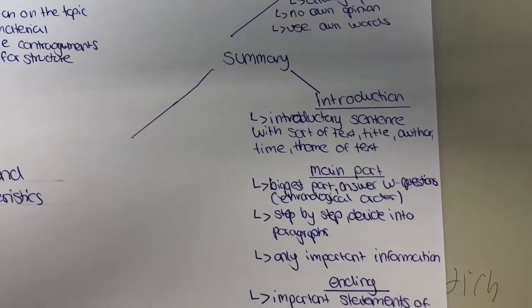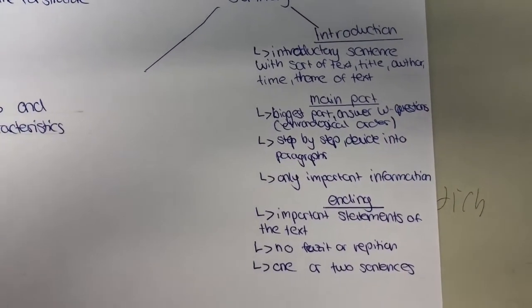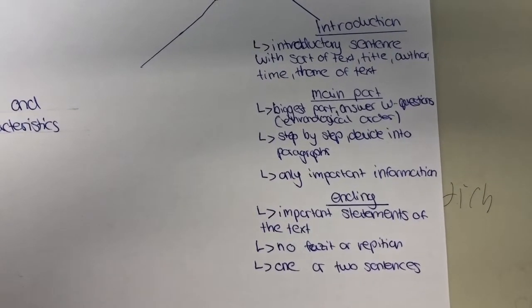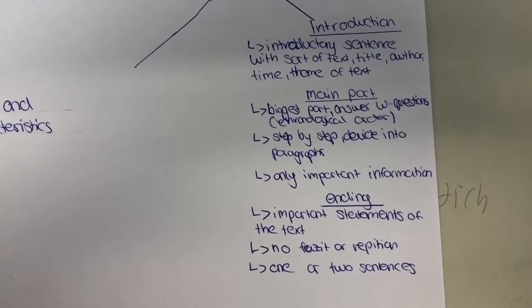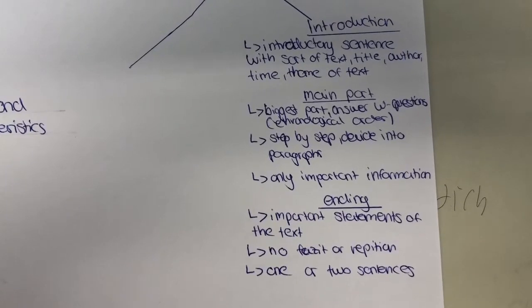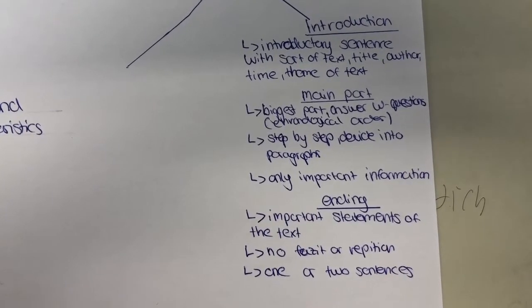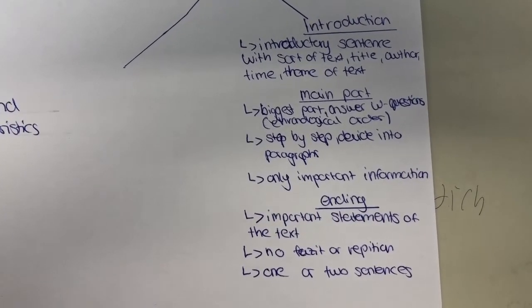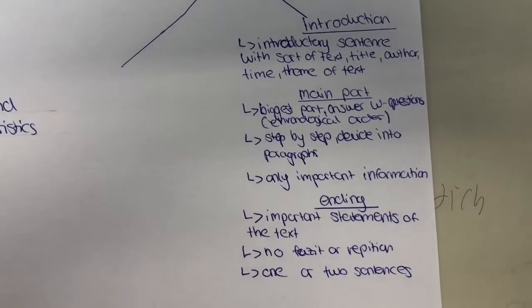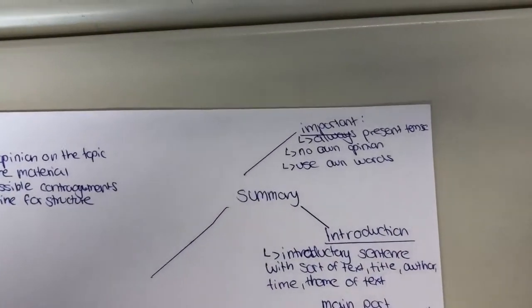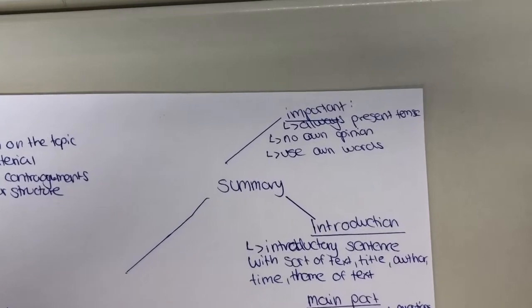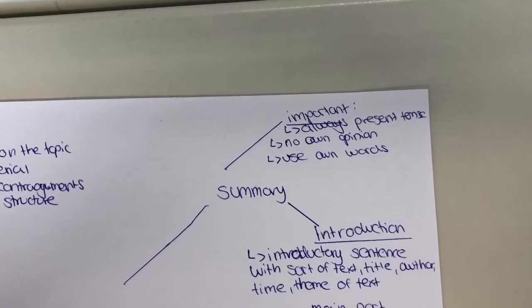Then divide the text into paragraphs with the same meaning and content. At the end, the important statements of the text should be mentioned in 1 or 2 sentences. You don't go for a facet or repeat the information of your summary. When writing a summary, you should keep in mind that you have to write in the present tense. The text should be objective, so don't write an own opinion or evaluate the text.